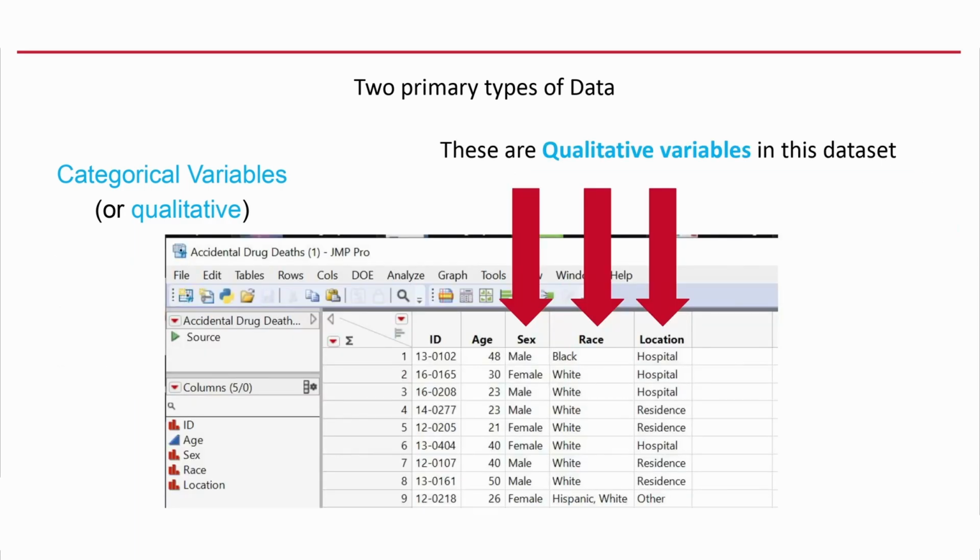So if you were to look at a JMP data set, this is one that we'll work through in this class, that is called accidental drug deaths. And the variables here are ID, age in years, sex, race, and location. These last 3 variables, sex, race, and location, are qualitative because the answers to these are names, labels, or symbolic representations. These literally being labels, so male, female, black, white, Hispanic, hospital, residence, other.